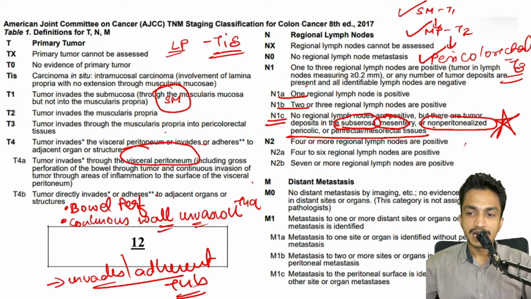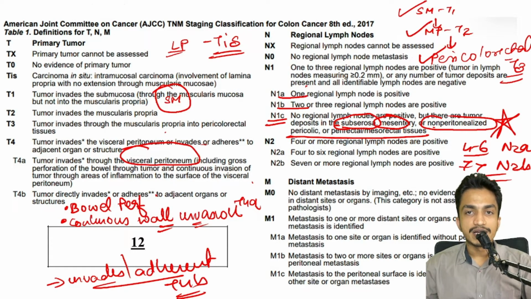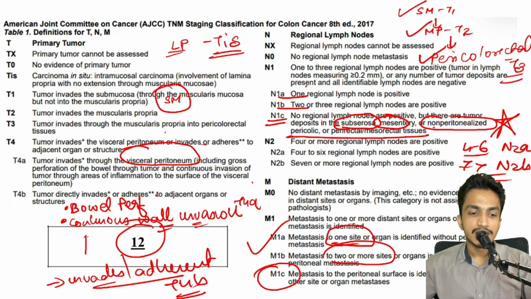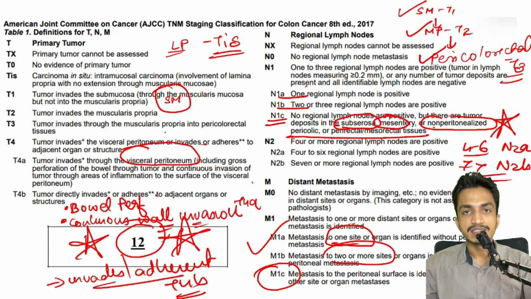If 4 to 6, that is N2A, and 7 or more is N2B. Now in metastasis, it is important to understand M1 is divided into M1A, M1B and M1C. So if it is limited to one site, it is M1A. If it is 2 or more sites, it is M1B, and there should not be any peritoneal metastasis, because if peritoneal metastasis occurs, then it is M1C. So that is important for colon cancer. And what is the amount of lymph nodes required for colon cancer? So 12 lymph nodes are required to be biopsied during colonic surgery according to the recent NCCN guidelines.